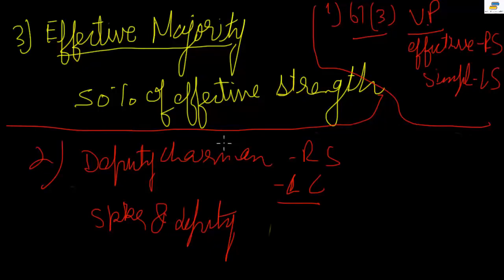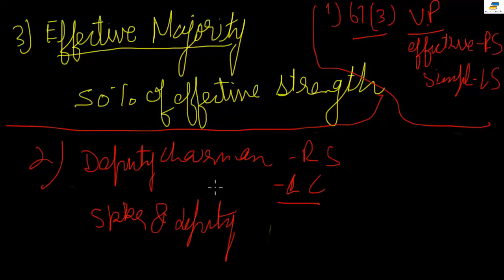Now this is kind of an easier majority than absolute majority, but relatively, most of the time, it is much tougher than a simple majority, which we have already talked about, right? Simple majority is just 50% of those present and voting. So this is the case of effective majority.